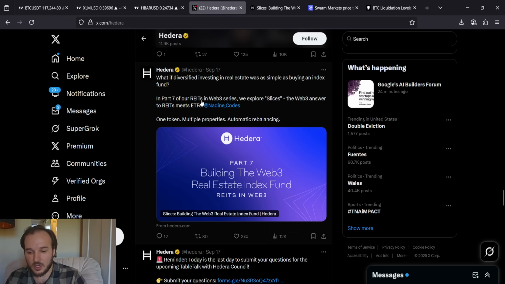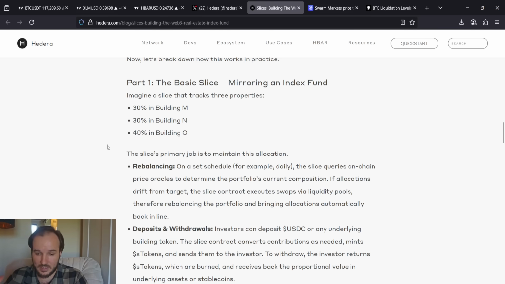In part 7 of their REITs, Real Estate Investment Trusts, is that what it is? I think investment fund, whatever, Real Estate Index Trust. In Web3 series, we explore slices, the answer to REITs meets ETFs. One token, multiple properties, automatic rebalancing, so that it keeps the allocations appropriate for each building without you having to worry about that, right? Like if one building's generating more yield and the allocations become imbalanced, it'll rebalance for you. Or if one is lower yield, it'll rebalance it for you. You don't have to worry about that. Whatever that means to you, right? But all I'm trying to say is the basics of slice is that it's mirroring an index fund.